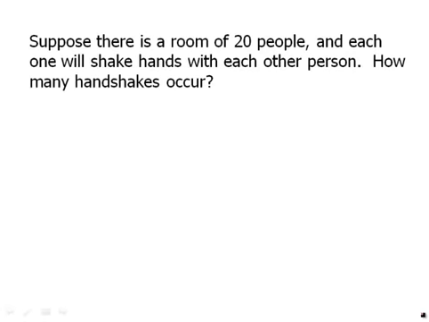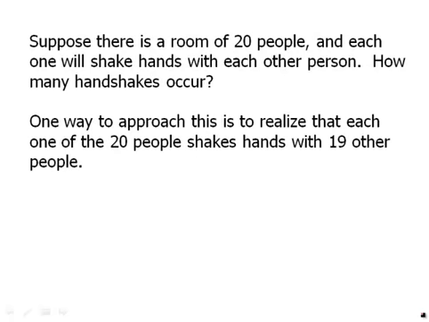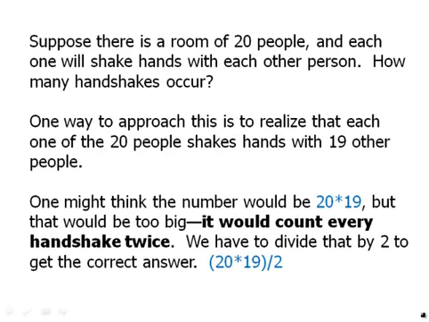For example, suppose there's a room of 20 people and each one will shake hands with each other person. How many handshakes occur? One way to approach this is to realize each one of the 20 people shakes hands with 19 other people. One might think the number would be 20 times 19, but that would be too big. It would count every handshake twice.